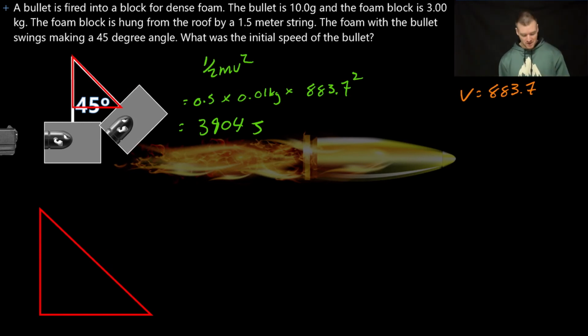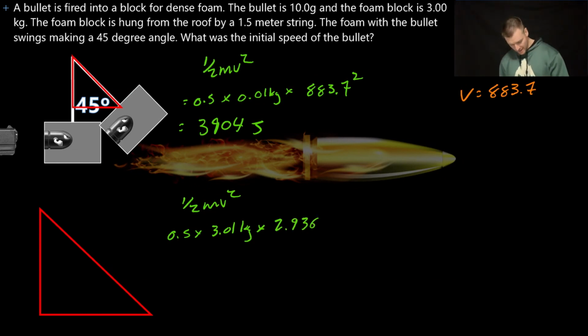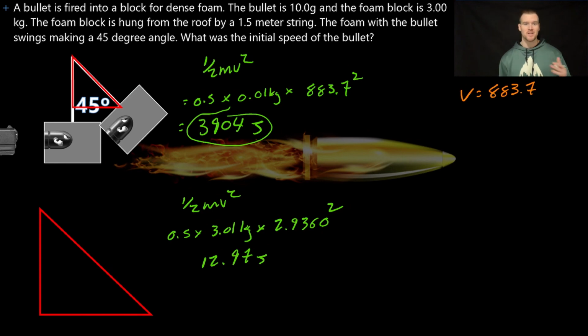Now let's consider the foam and the bullet at the end. That's again kinetic energy right after the collision. So we go half mv squared afterwards. That's 0.5 times our 3.01 kilograms, so significantly more mass, but the velocity is significantly slower. We had that value from before being 2.9360, and that's squared. And there I'm getting a mere 12.97 joules. So we started with way more energy when the bullet was fired compared to the block and the bullet at the end.